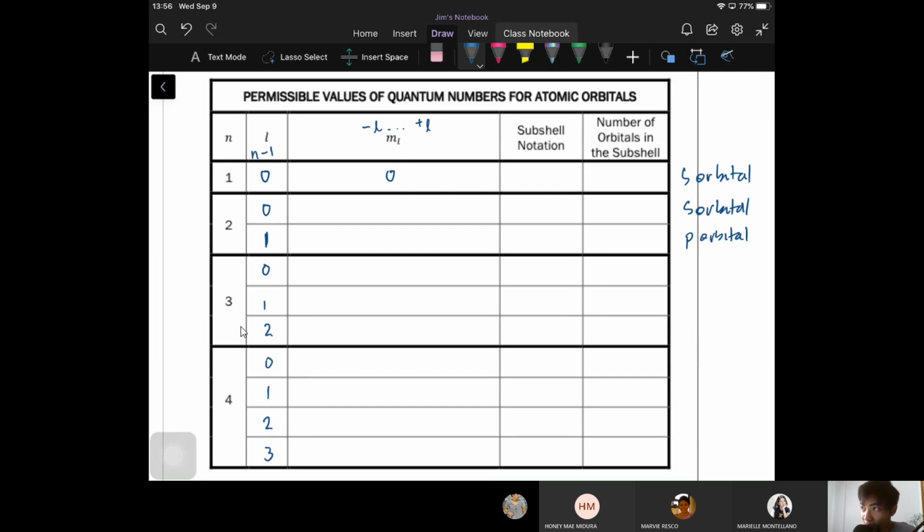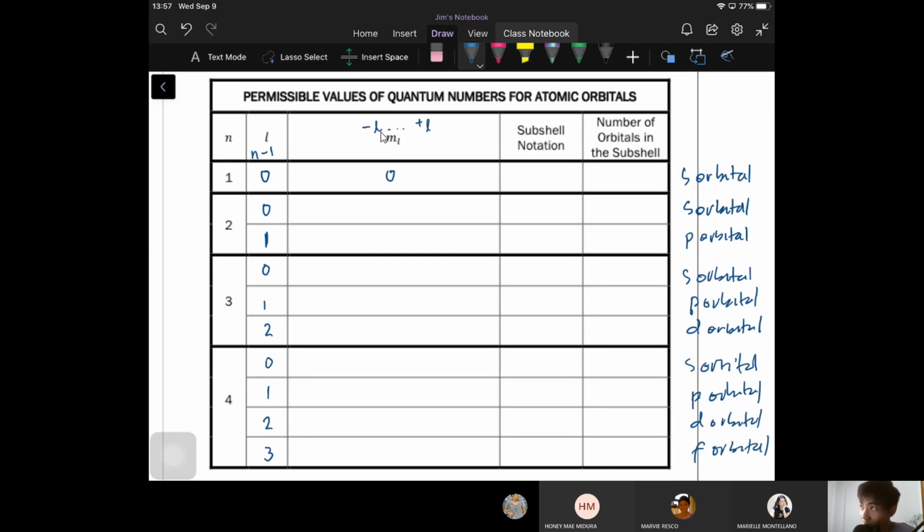So for the third energy level, it can hold s orbital, p orbital, and the d orbital. For the fourth energy level, it can hold the s orbital, the p orbital, the d orbital, and the f orbital. No? Okay. So alamin naman natin ngayon yung ML values.